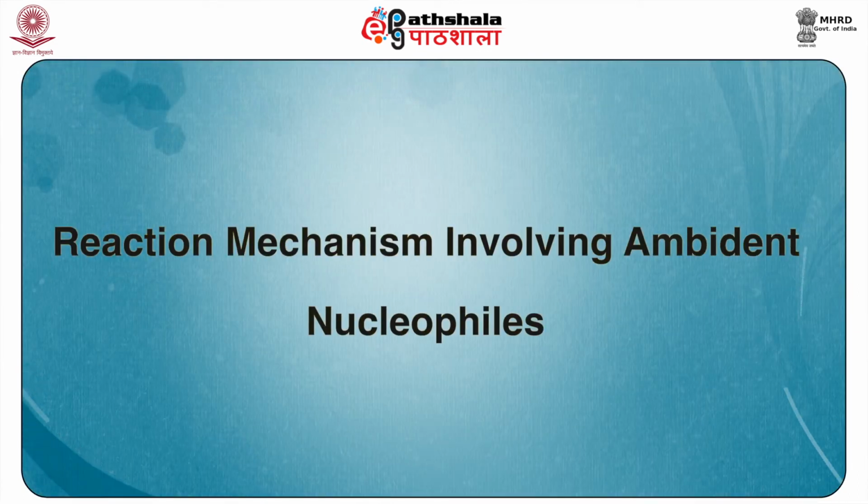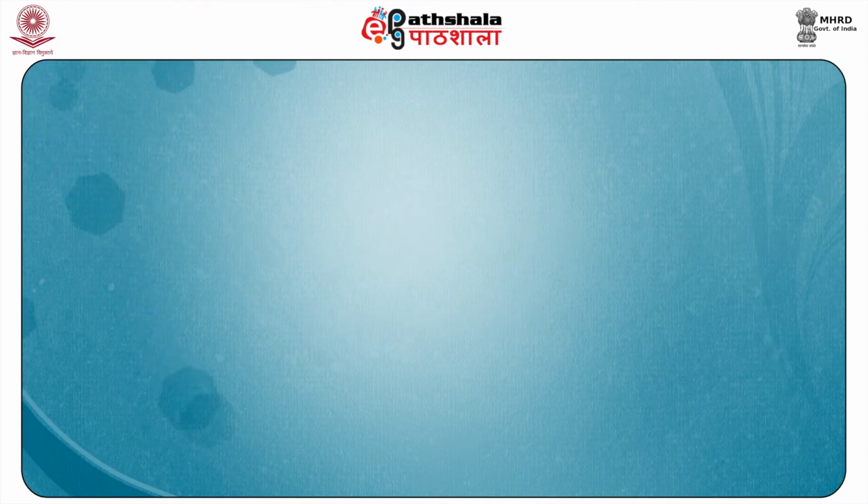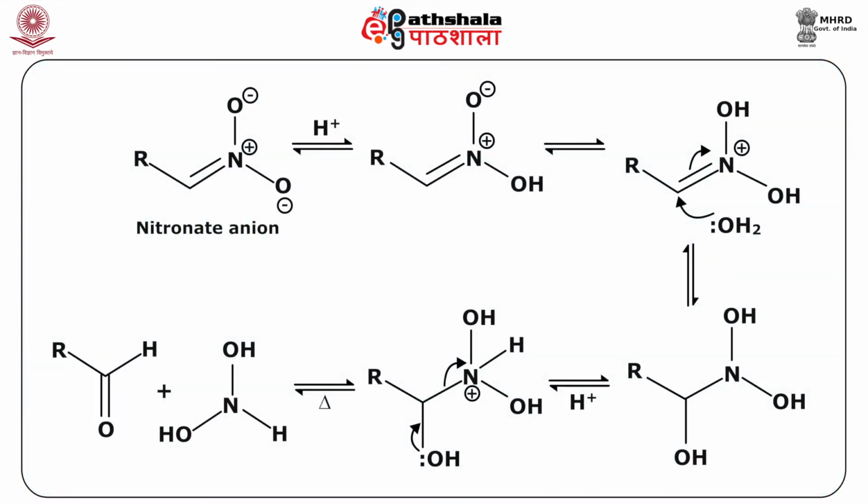Now students, taking up the next topic after having discussed the two factors is the reaction mechanism involving ambident nucleophiles. Let us consider now the Nef reaction. The Nef reaction involves conversion of a nitro compound to a carbonyl compound through a nitronate anion. The nitronate anion is an ambident nucleophile which can either attack from the carbon end acting as a soft base or from the oxygen end acting as a strong base, that is a hard base. The reaction goes by attack from the carbon end predominantly as follows.